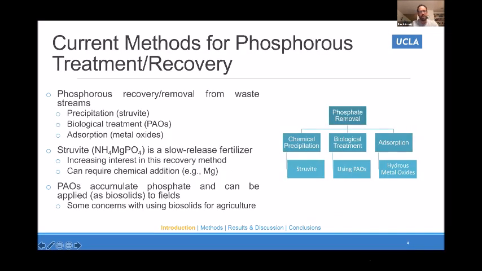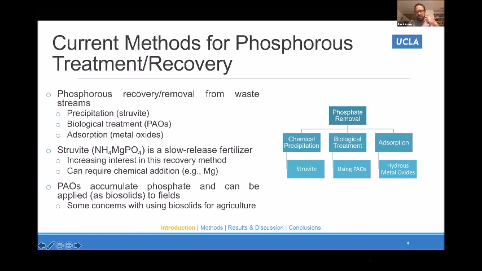Current methods for phosphorus treatment and recovery. People are very interested in using struvite precipitation. That's ammonium magnesium phosphate. It's a slow release fertilizer. One of the issues there is that you have to add a chemical. Typically the system is magnesium limited, so you'd have to add additional magnesium in order to get that precipitation. But it is gaining traction and a lot of interest.